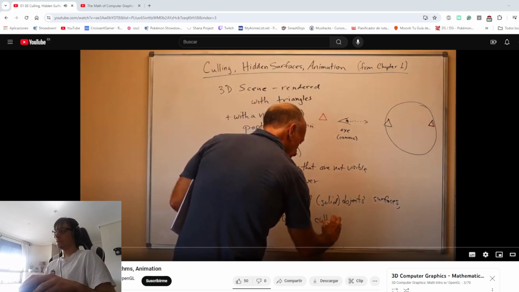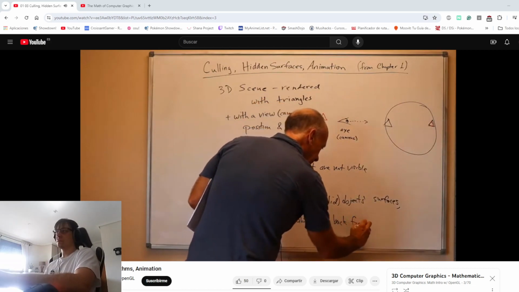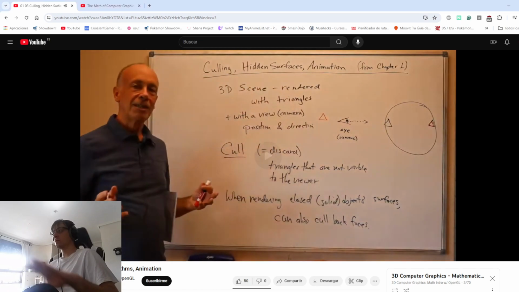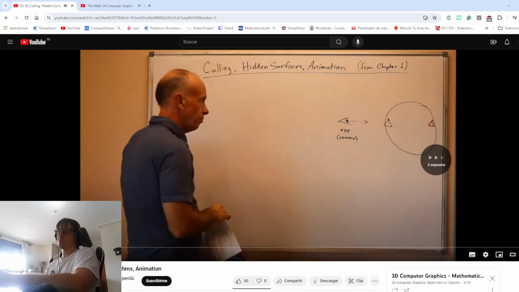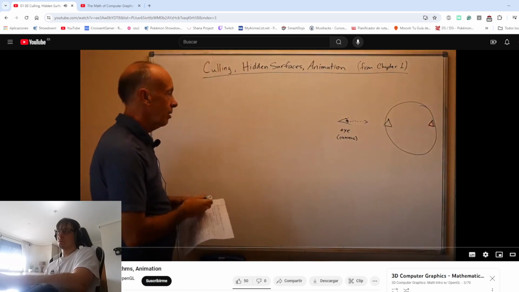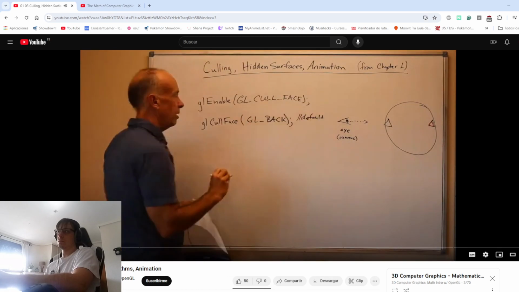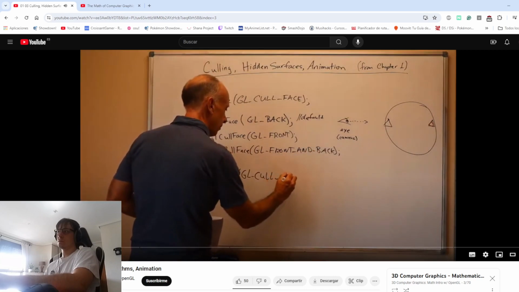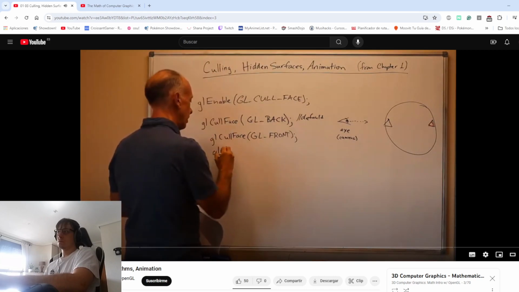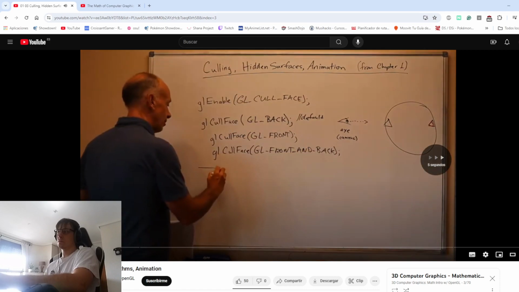We can also cull back faces. Of course, that assumes that we've correctly modeled the surface with the front faces facing outward from the surface and the back faces inside the sphere. So pretty much I already described culling. Let me just give you the OpenGL commands that are used to enable it: glEnable with GL_CULL_FACE.